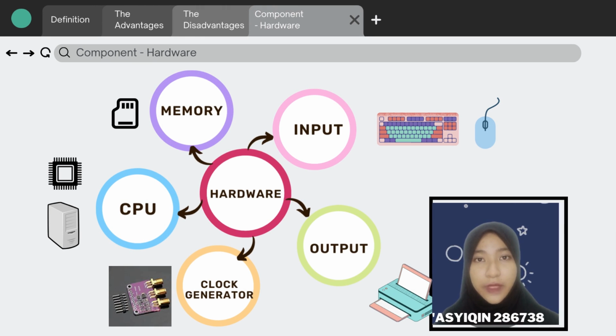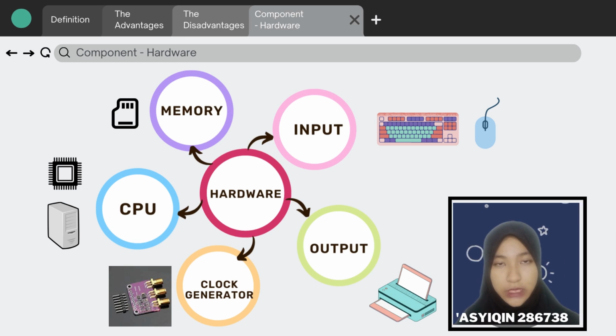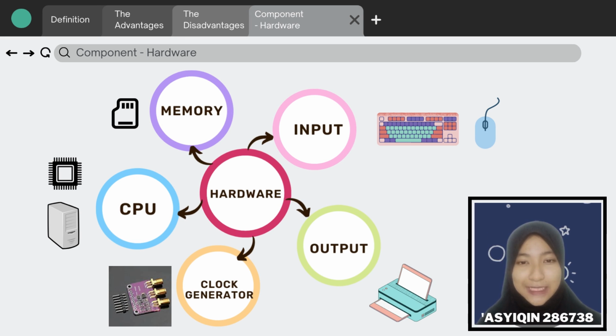We have the CPU or Central Processing Unit. It is a major component of microcomputer. Each computer must have a CPU to ensure that it can work perfectly fine. The function of the CPU is to restore and save the data and instructions from memory. Next, the memory. The memory has two types, which are RAM, random access memory, and ROM, read-only memory.